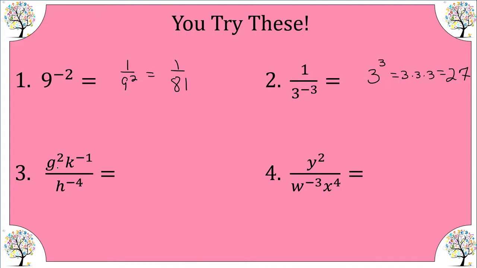Now let's take a look at 2 problems with variables. g squared is totally satisfied with where it is. k is not, so we're going to move k to the denominator. h to the negative 4 is in the denominator. It wants to come to the top, so we're going to bring h to the 4th to the top, making sure we leave no negatives on our exponent. y squared is totally satisfied, so we're leaving y squared where it is. However, w to the negative third wants to move to the top, so we're going to move w to the third, making it positive, and x to the 4th remains the same.